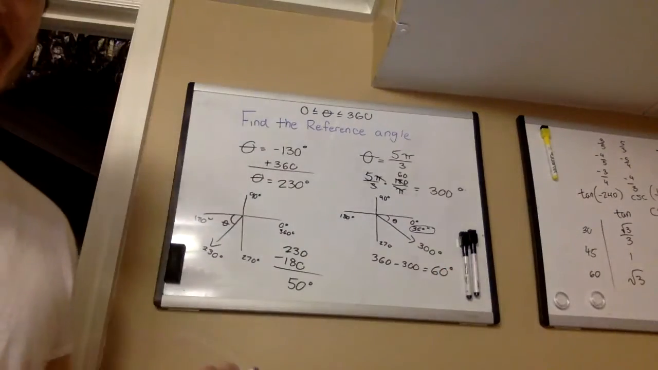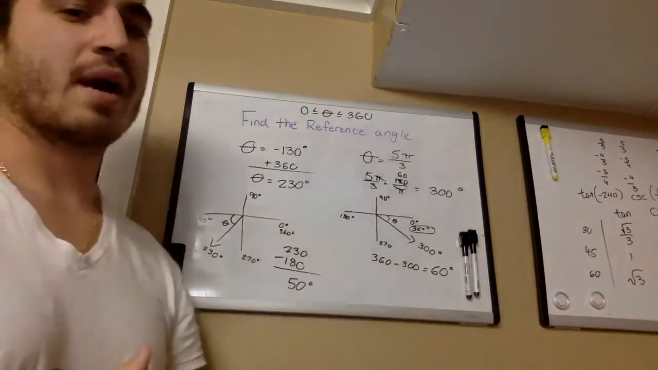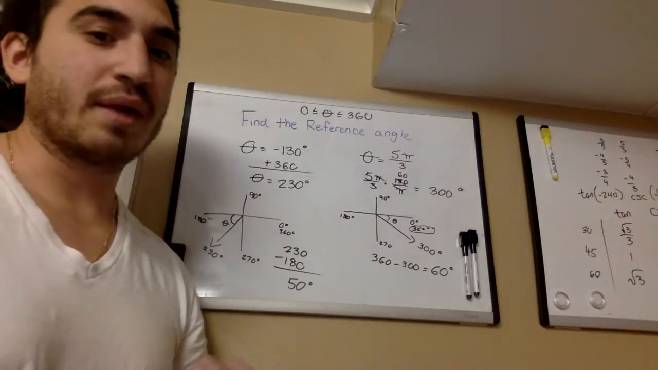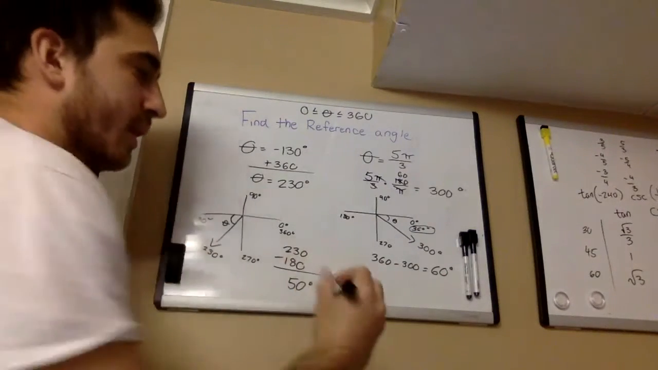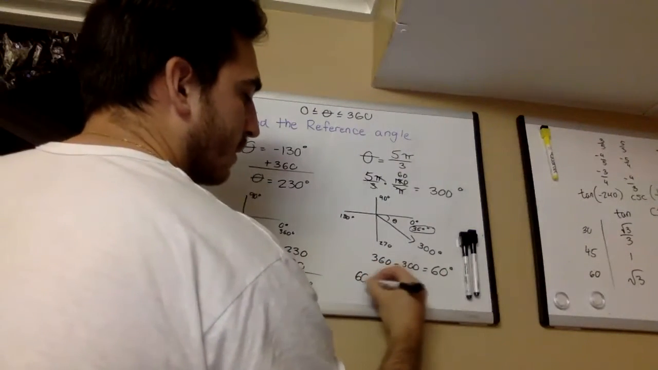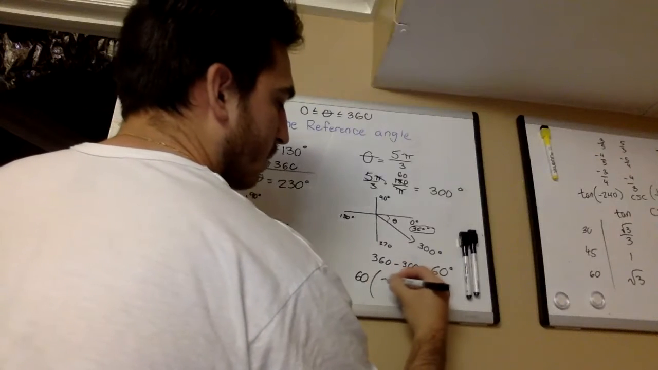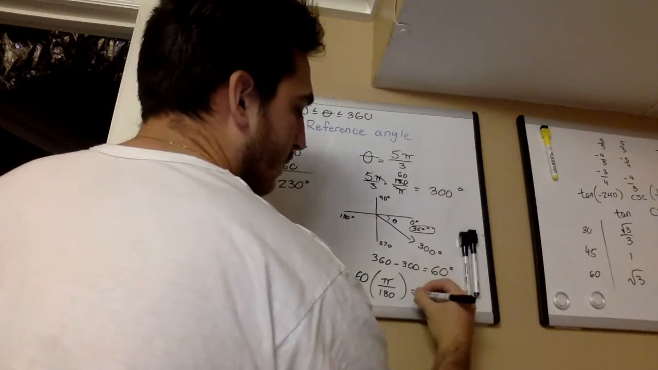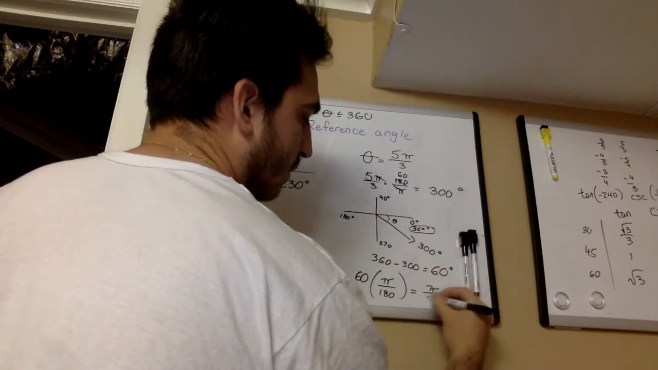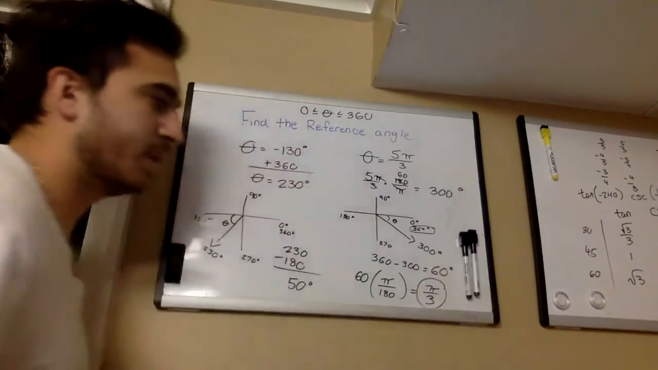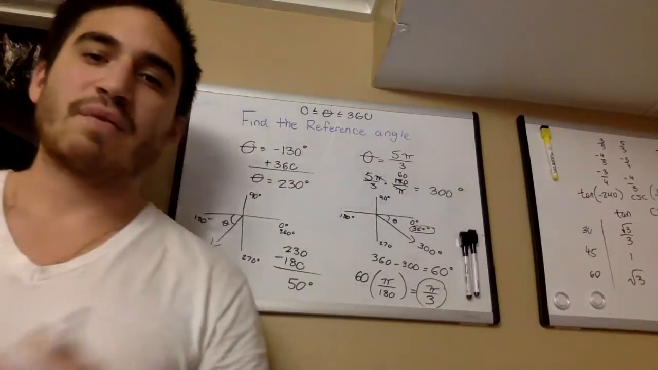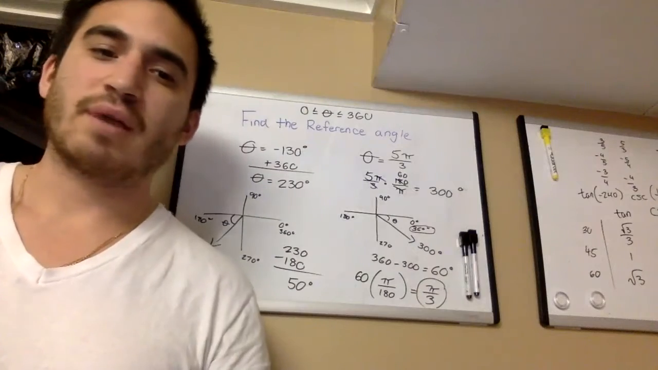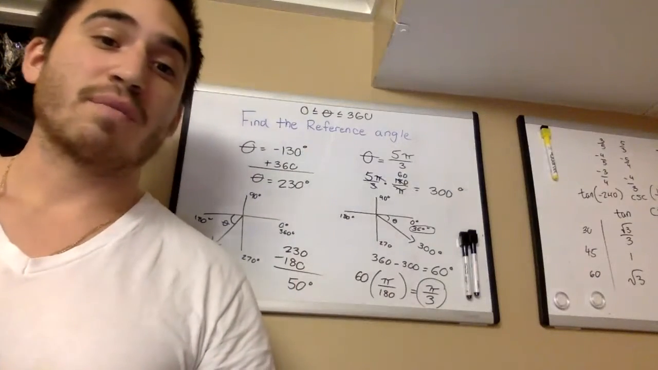However, the only bad thing about this is because they gave us our original problem in radians, you need to convert it back to radians. So here I have 60 times pi over 180, and that's going to give you pi over 3. So this is going to be your final answer. Like I said, if you find a different way online, that's perfectly fine. I just find this easier for myself.